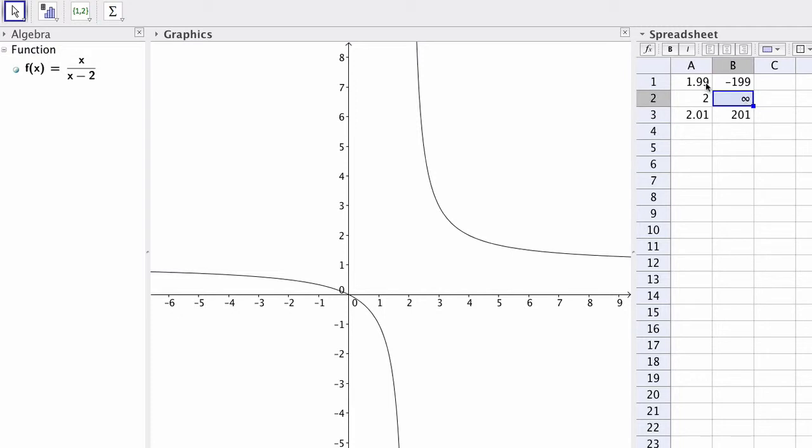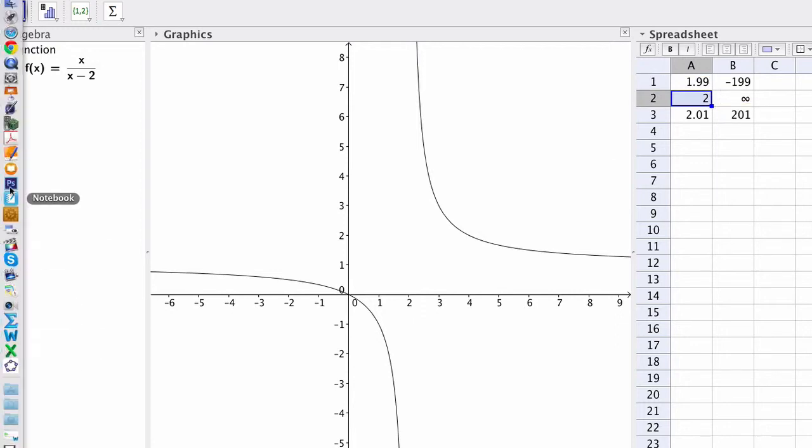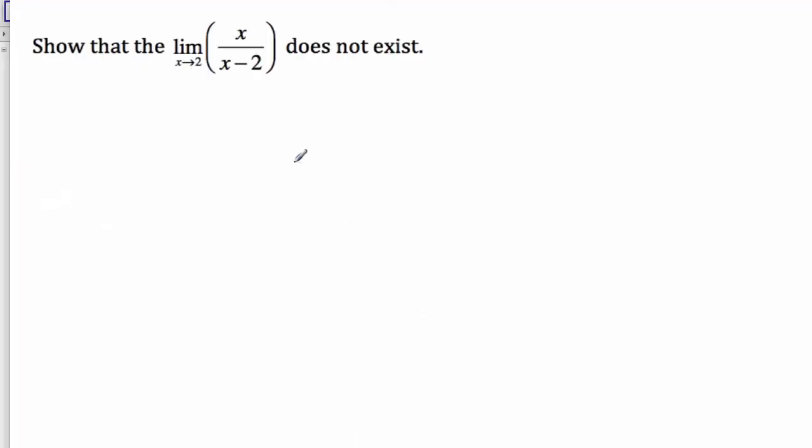In fact, as I get closer and closer and closer, if I type in a bunch of these 9s, it'll end up saying infinity as well, just because of the rounding. But we can actually go and see what happened. So we can see that happening with the graph and the table.